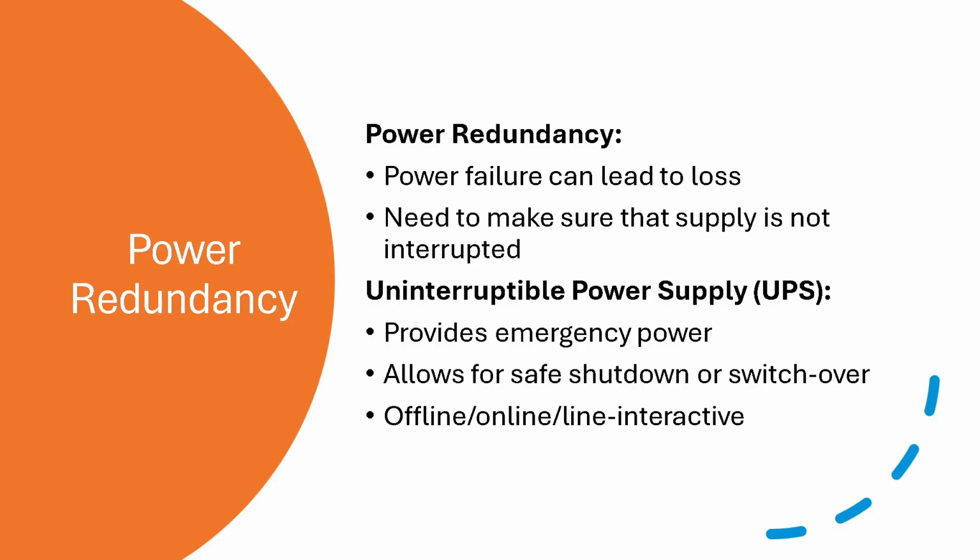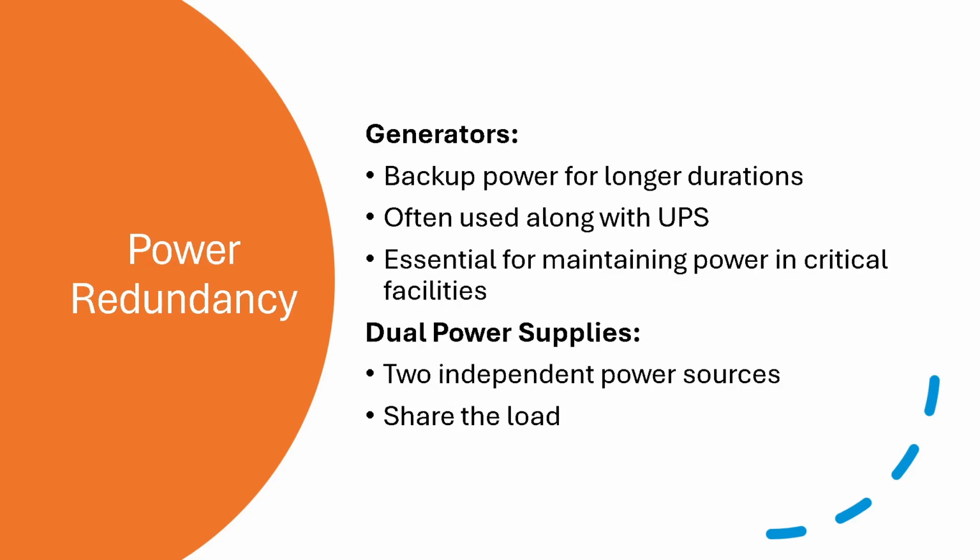A line interactive UPS constantly monitors the power line and tries to switch over as soon as it detects some anomaly. Generators. Generators in any facility are there to provide backup power for longer durations and are often used along with the UPS. While a UPS offers a short term solution, a generator can provide a longer term solution and is essential for maintaining power in critical facilities.